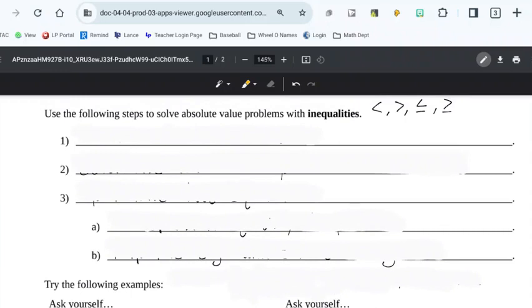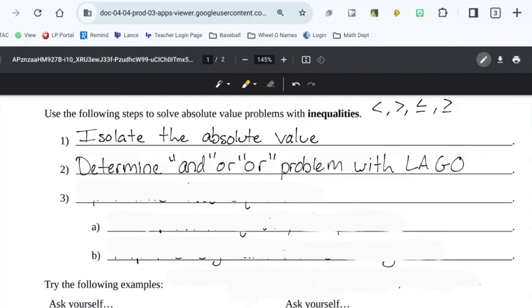So in step one, we are going to isolate the absolute value. Same thing we've been doing. After we isolate the absolute value, we are going to check something. This is going to be new. We are going to determine if our absolute value inequality is an and or an or problem. Remember when we did that, right? We graphed and or problems. And we're going to do that using LAGO, L-A-G-O.